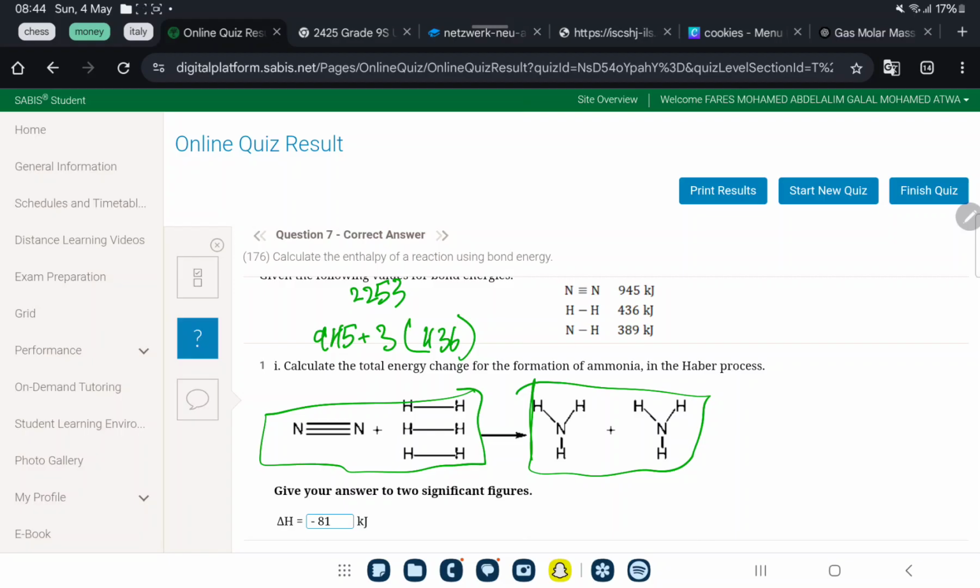And then you do this alone, so we have 6 N–H bonds, 389, and you get 2334. And then after you finish all of that, you do 2253 minus 2334, where you get minus 81. And don't forget 2 significant figures, so minus 81.